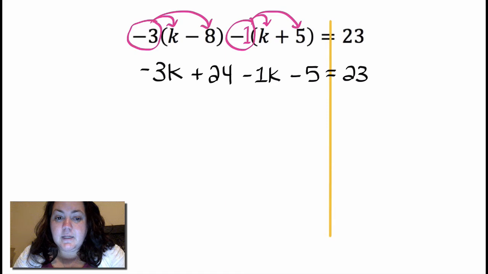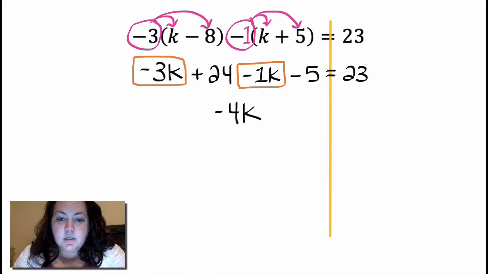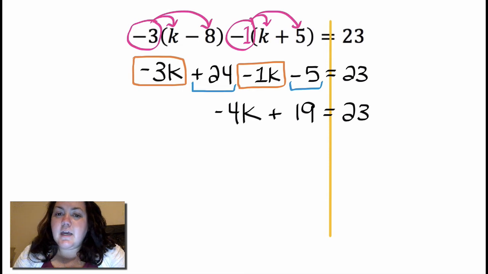Now I'm going to go ahead and combine like terms. So I'm going to combine my k terms with k terms. So I have negative 3k minus 1k gives me negative 4k. And then my constants, I have 24 minus 5, which gives me 19. Bring the 23 down. I'm trying to get k by itself, so I need to get rid of the negative 4 and the 19. I'm going to get rid of the 19 first by subtracting 19 on both sides.